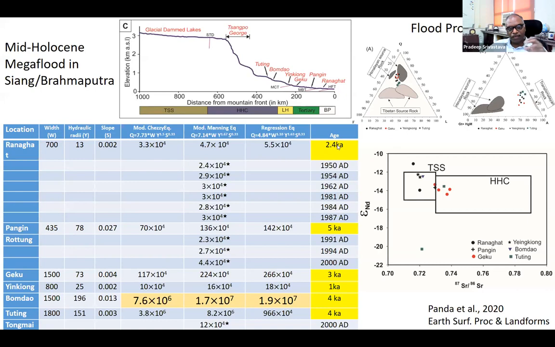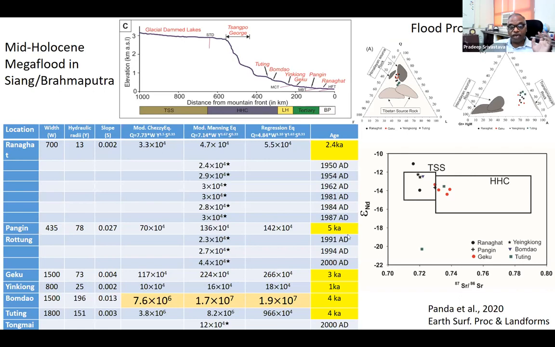and tried to estimate their flood discharges, we found that around the middle Holocene, around 3K or a little more than 4K years ago, these floods were as high as a magnitude of 10 to the power 7 cubic meters per second. And this actually qualifies these floods in the Brahmaputra or the Tsangpo to be called mega floods. And these are a few of the rarest floods that occur on the face of the earth.